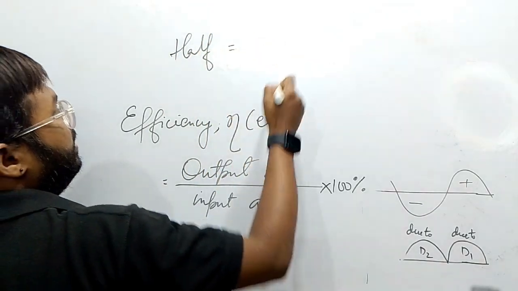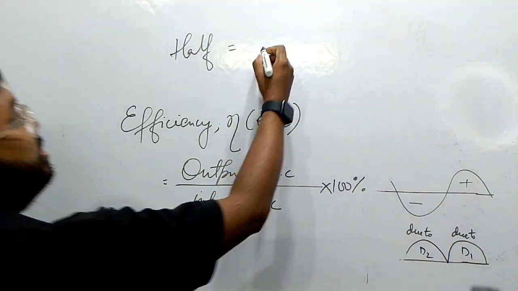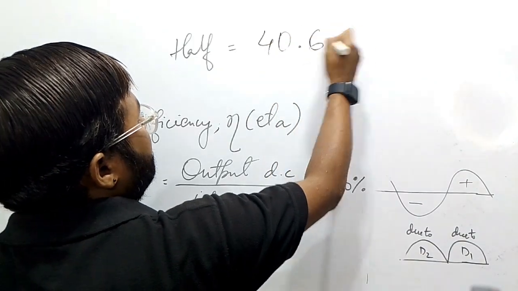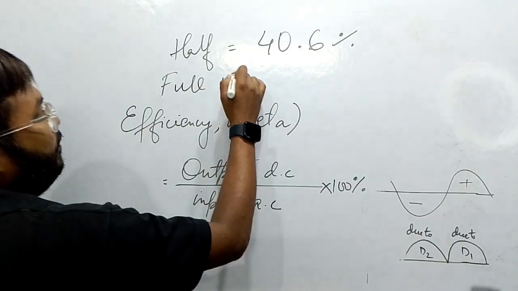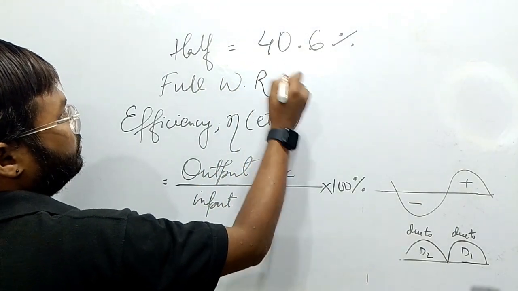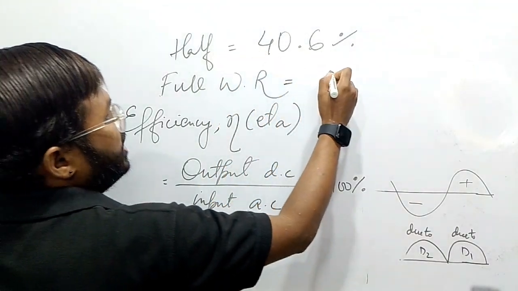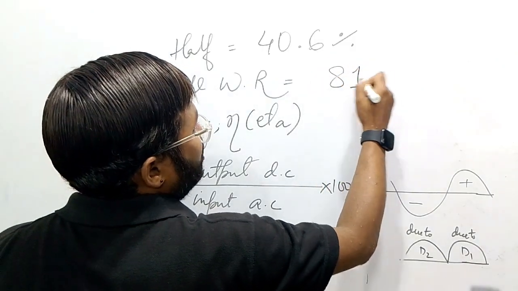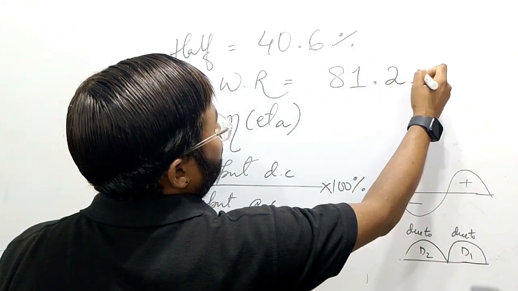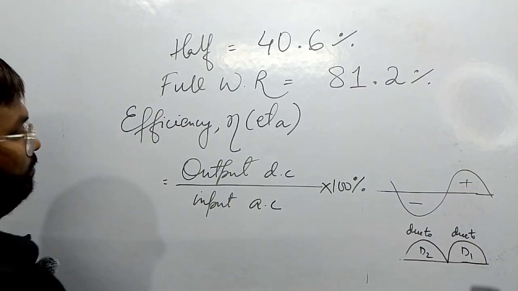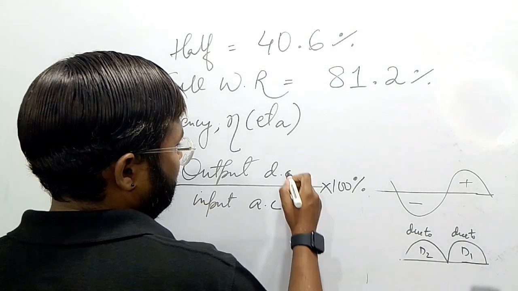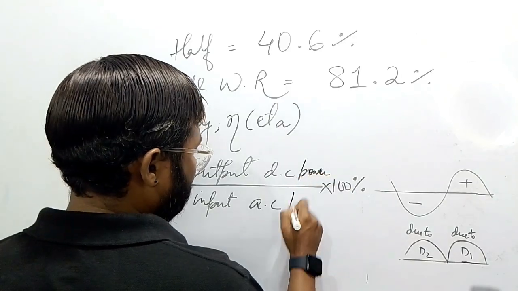So remember, for a half wave rectifier, the efficiency is 40.6%, and for a full wave rectifier your efficiency is double of this, that is 81.2%. Clear? So this you have to remember. So output DC power, and here also it's power.